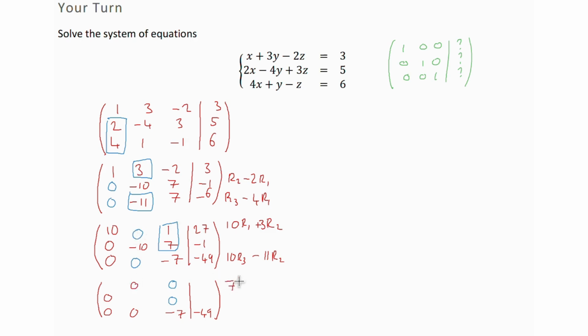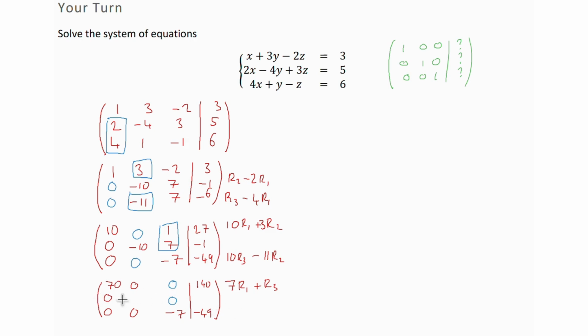So I'm going to do 7 lots of row 1 plus row 3. So that's going to give me 7 lots of row 1 is 70, plus the 0 is still 70. 0 plus 0 is 0. 7 lots of 1 plus negative 7 is 0. And then I've got to do a big calculation here. I've got to do 7 lots of 27 plus negative 49. So take away 49, which gives me 140.